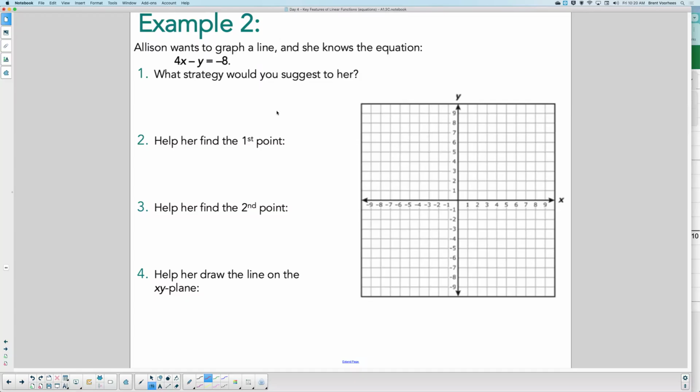All right, example 2 is now where we're going to pick up. It says here, Allison wants to graph a line, and she knows the equation right here. What strategy would you suggest to her? Is this the slope-intercept form, y equals mx plus b, or is this the substitution form? Which form is this equation in? Can I get your eyes on it? If you were going to graph this line, which form is this in?